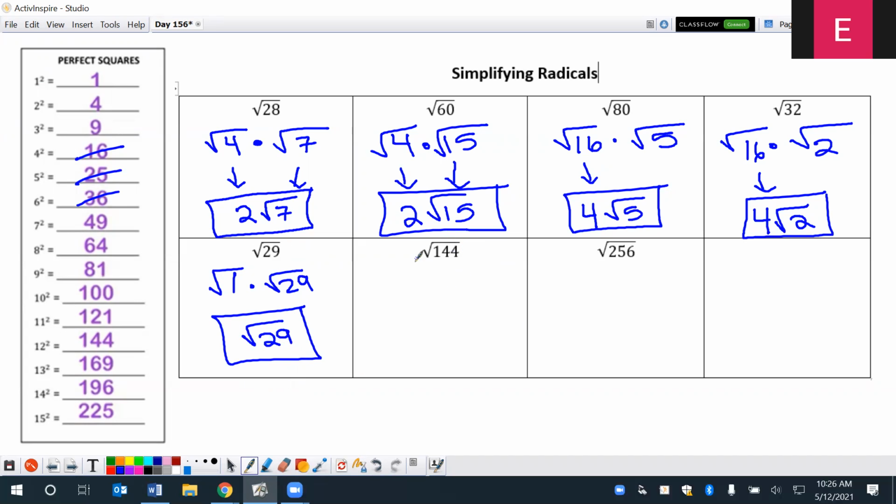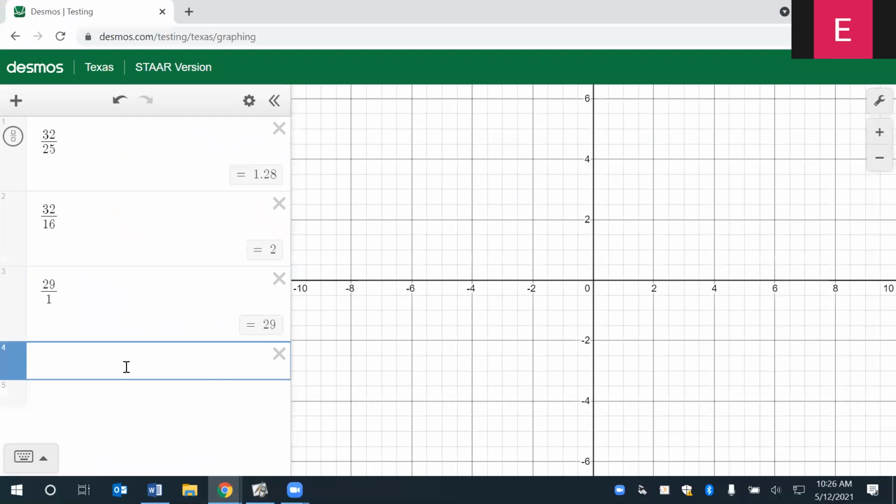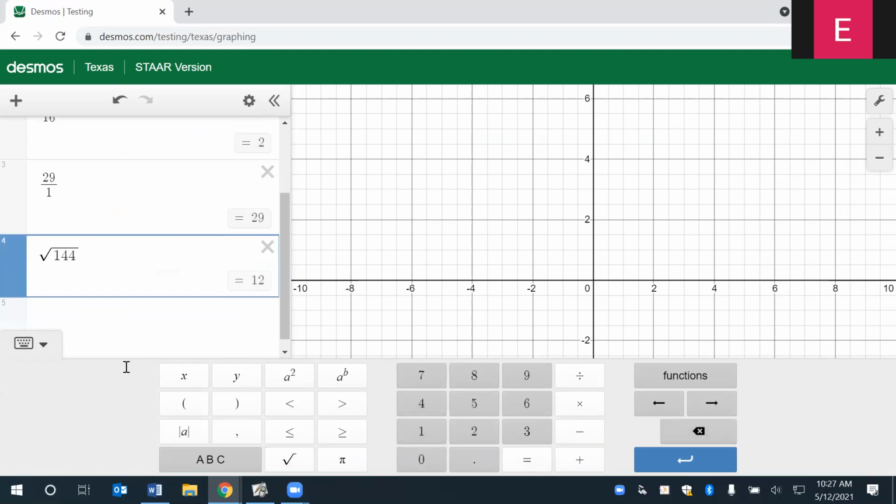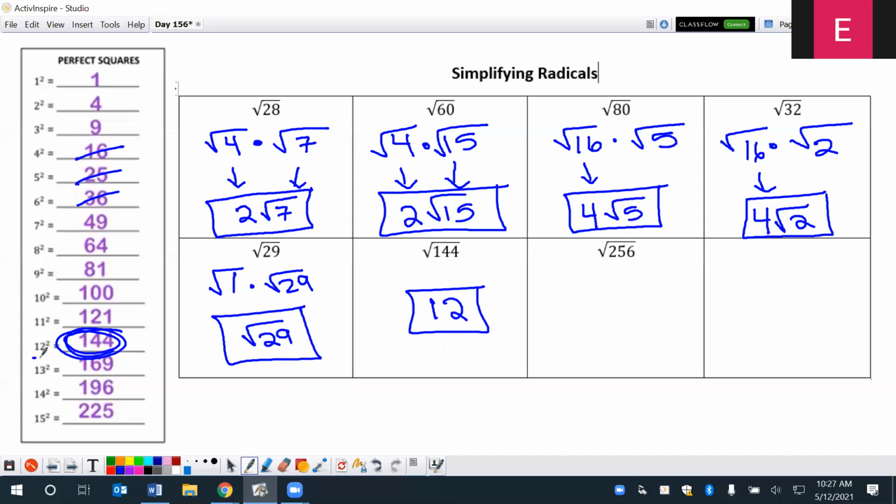Sometimes they're going to give you something that's already perfect. The square root of 144, it's already perfect. If you notice, it's in the list. So square root of 144 gives me 12. Just type it in decimals if you don't know. It's square root of 144. Gives you 12. Shows you right there, it's 12.